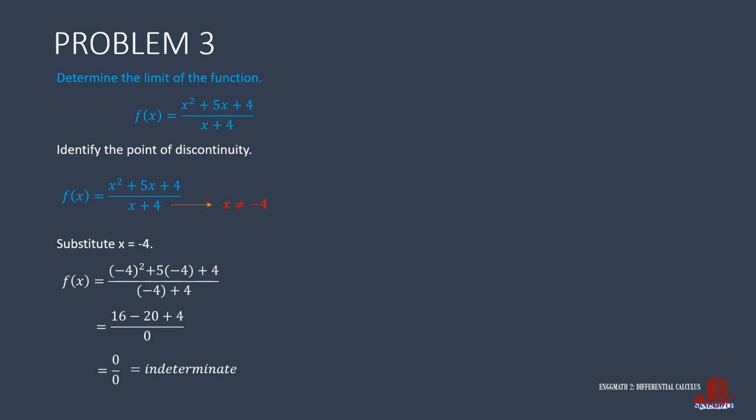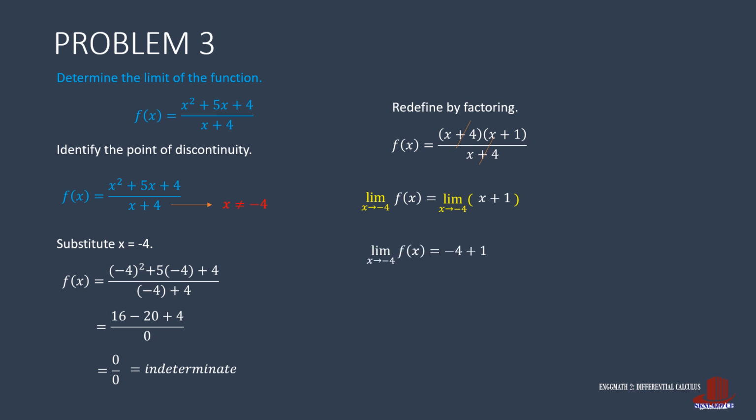indeterminate. Now redefine this function to find continuity, and this is through factoring. The numerator of the function is then expanded as x plus 4 times x plus 1, where x plus 4 cancels out with the denominator, leaving f of x as x plus 1. Take the limit of this function as x approaches negative 4, which then becomes negative 4 plus 1. So the redefined limit is negative 3.